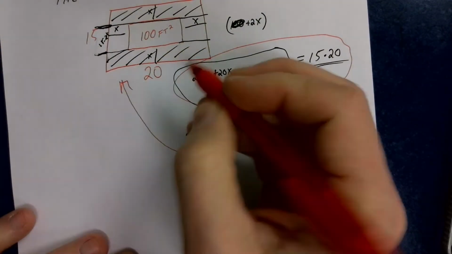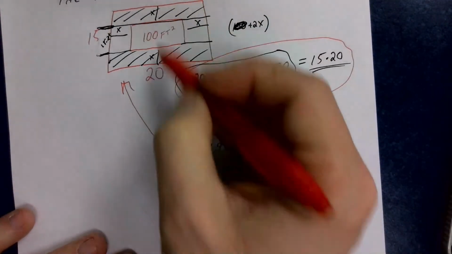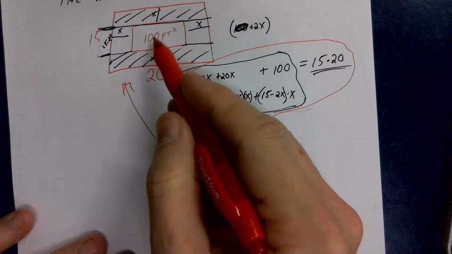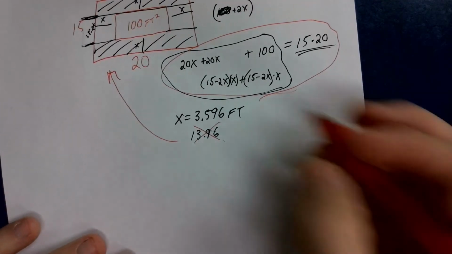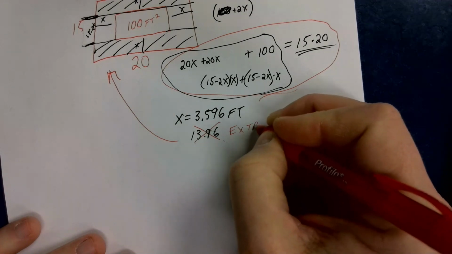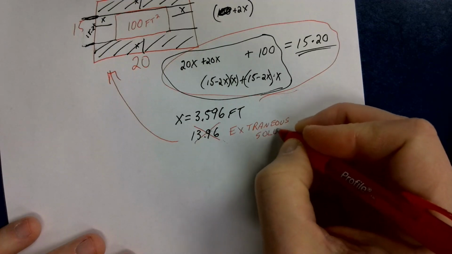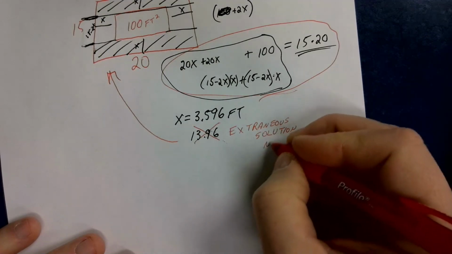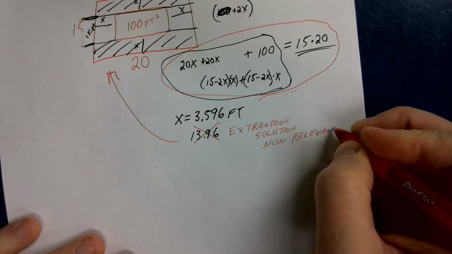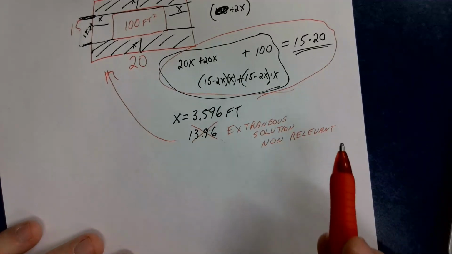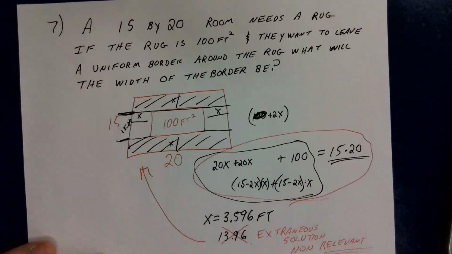But it doesn't work for that uniform border, because if that was 13.96 and that was 13.96, we're almost already at 28 feet here, and that doesn't make any sense because it can only be 15 feet wide. So this is another example of something we call an extraneous solution, or for us, non-relevant. It's a solution we get from the problem, but it doesn't really work for the reality of our problem. Is that good? Hopefully this was good.